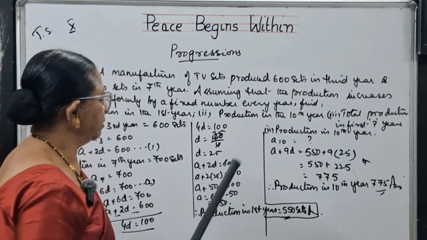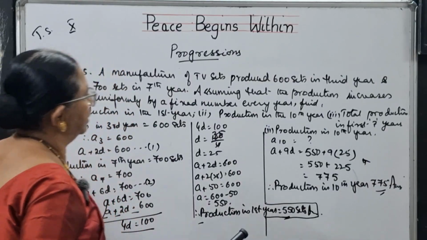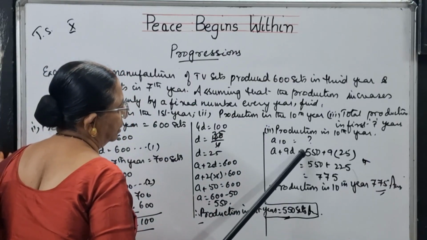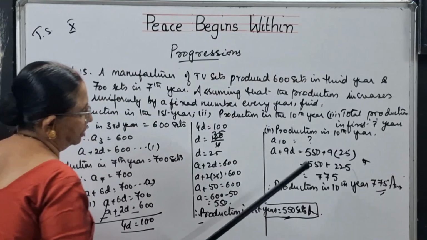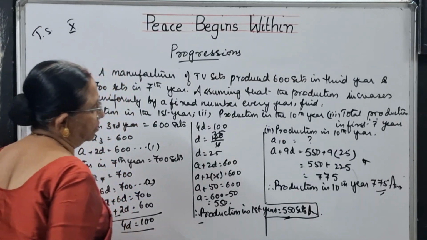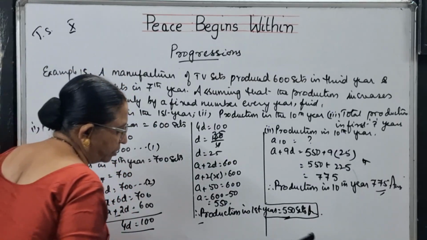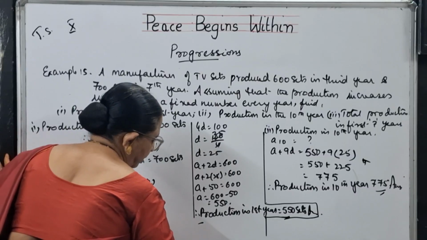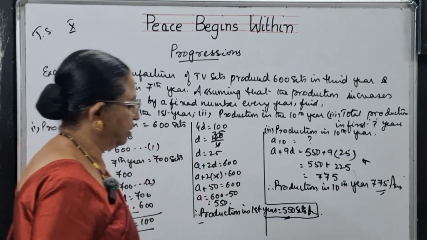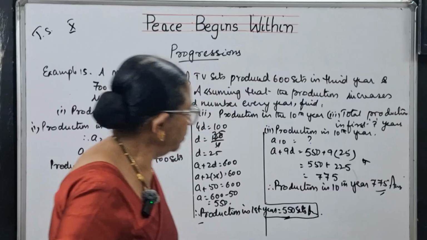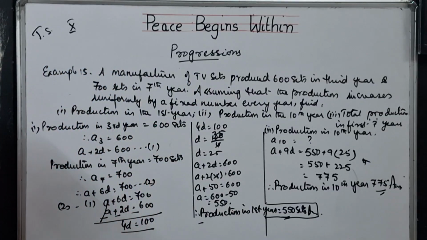Now, production in 10th year. That means A10. A10 is A plus 9D. That is equal to 550 plus 9 into 25. 550 plus 9 25s is 225. So that is 775 is the answer, children. Please note it down. I hope I am clear. Please note it down.